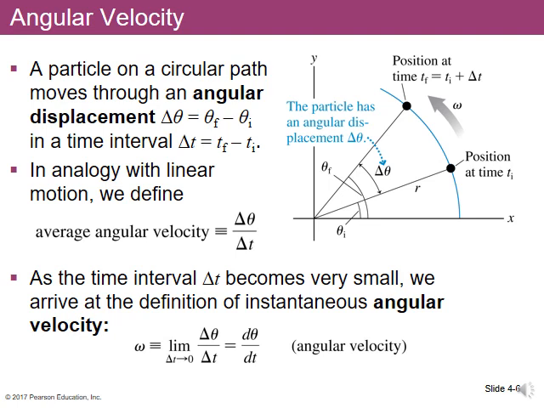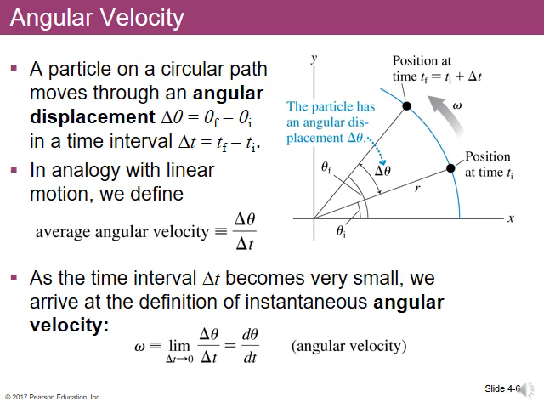Once we know angular position, then we can talk about angular displacement. Just like regular displacement for linear motion, angular displacement is the change in angular position. And so it's the final angular position minus the initial angular position. Again, with both of these measured in radians. We can also then talk about angular velocity. If you remember, velocity is equal to displacement over time. Well, angular velocity, as you might guess, is equal to angular displacement over time.